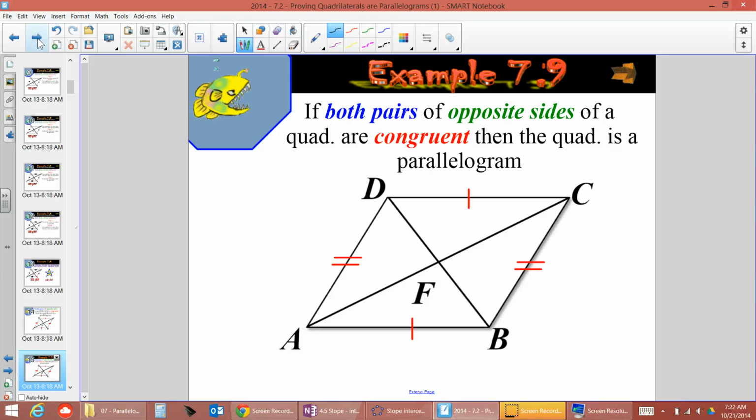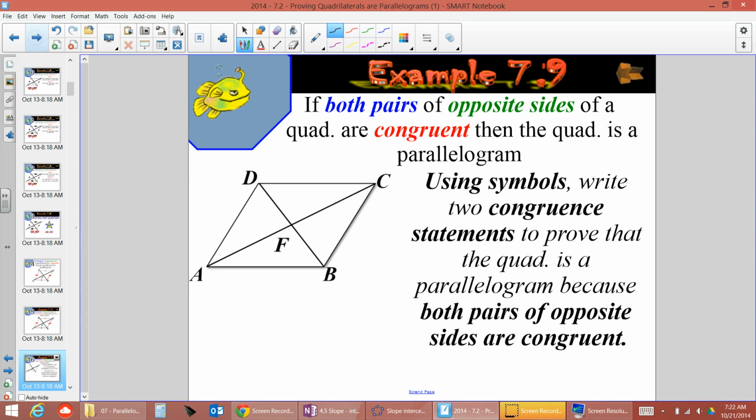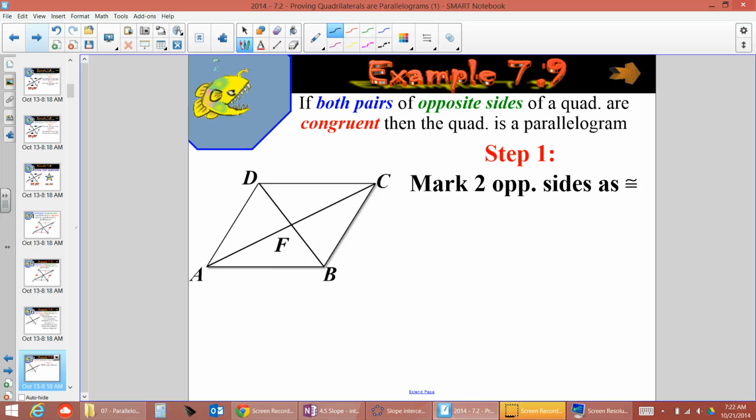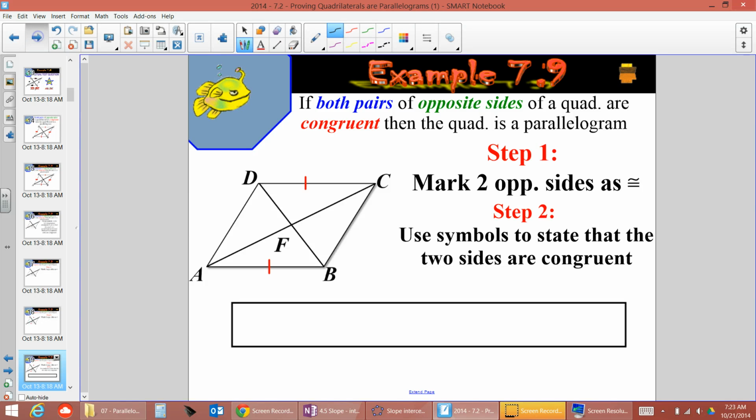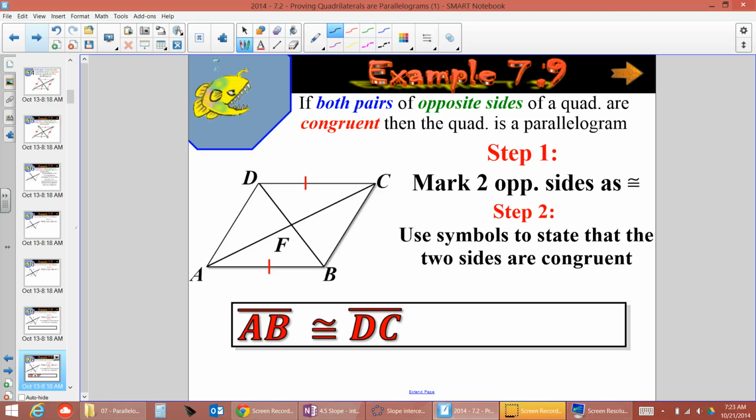All right, so if I tell you that they are congruent, we're no longer talking about parallel, we're talking about congruence. So when I actually mark the diagram, it's going to look like little tick marks. So this is the actual wording of the question. Use symbols, write 2 congruent statements to prove that the quad is a parallelogram because both pairs of opposite sides are congruent. This is what you're going to see on the test. So now we have to mark the opposite sides as congruent, tick marks. I've got to write down the symbol that it talks about. AB is congruent to DC.